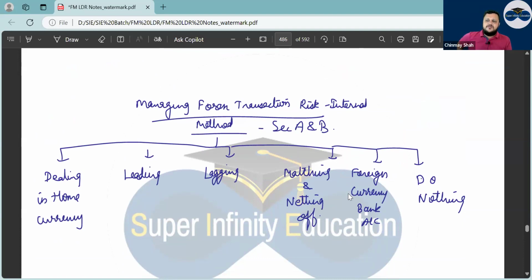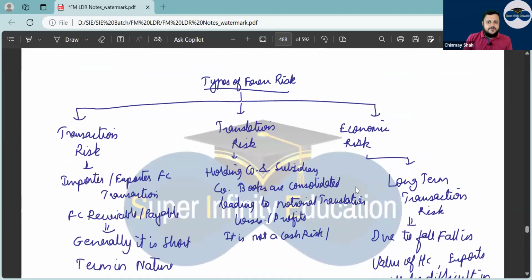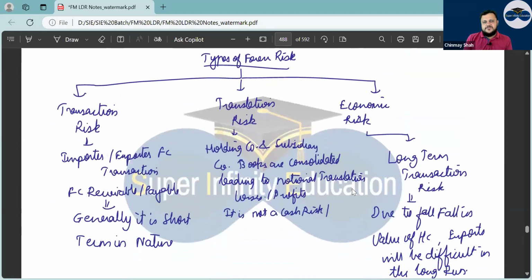Foreign currency bank account: maintain a foreign currency bank account so you don't have the tension of conversion, or do nothing at the end, correct? These are various methods by which you can manage your forex payments, right? These are called internal methods.